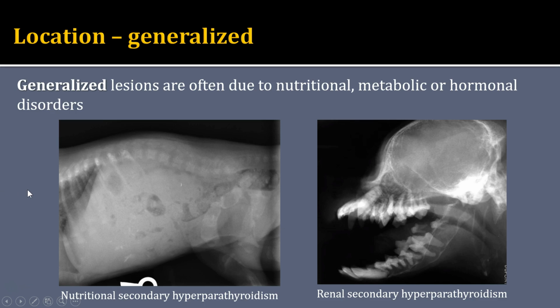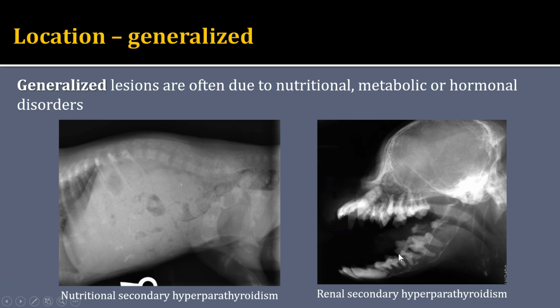Probably least commonly, we might find a generalized location of abnormalities. And typically, if we see generalized lesions, so throughout the body, these are usually due to nutritional, metabolic, or hormonal disorders, and so more often a non-aggressive process. So this is an abdomen of a young patient that has nutritional secondary hyperparathyroidism, and when we look at this patient, we just see that all of these bones have very uniform decrease in bone opacity. So this is an osteopenia caused by this process.